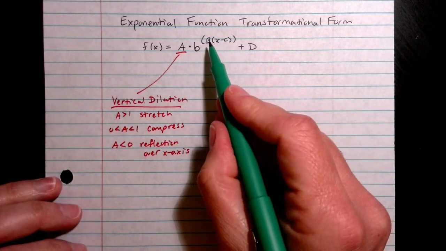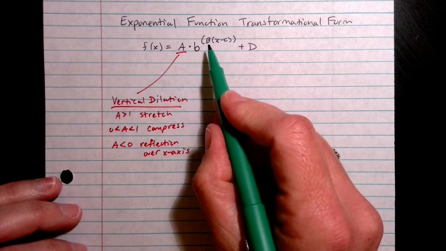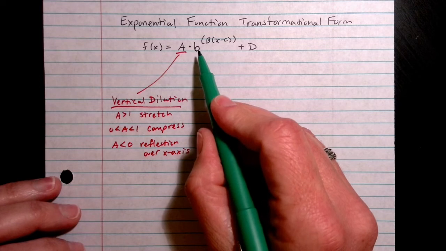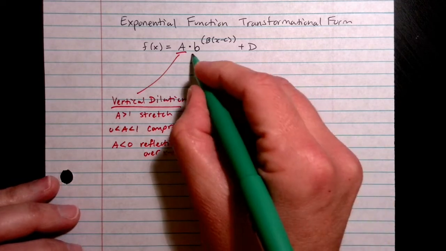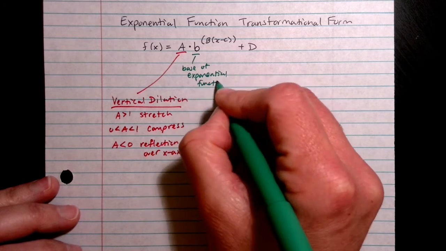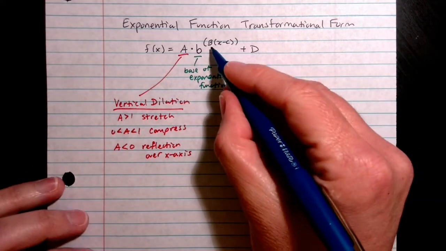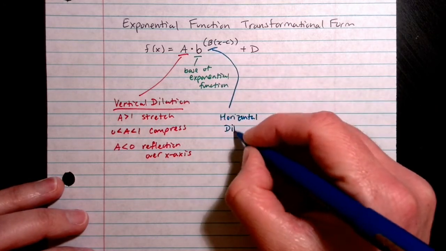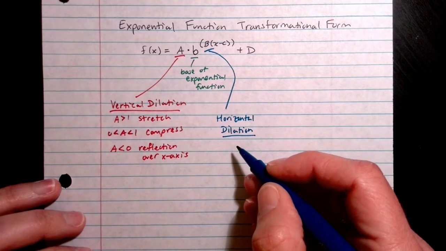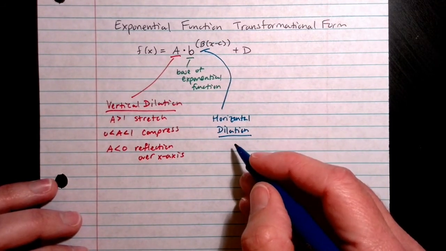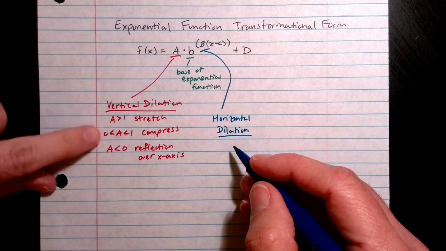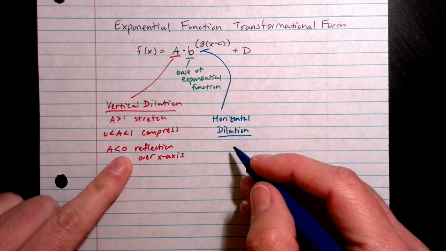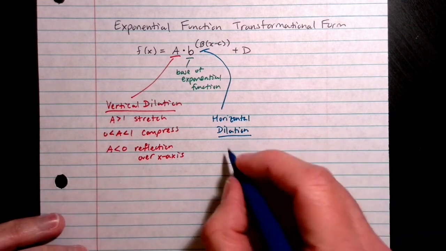Now, the capital B value is the horizontal dilation. However, it's not the same as this b value. This is lowercase b. This is the base of your exponential function. So let's look at this B value. This affects the graph horizontally, as a horizontal dilation. So it's actually going to affect the graph in the opposite way that we see here with the vertical dilation. And when it's negative, it reflects over the y-axis instead of the x-axis.